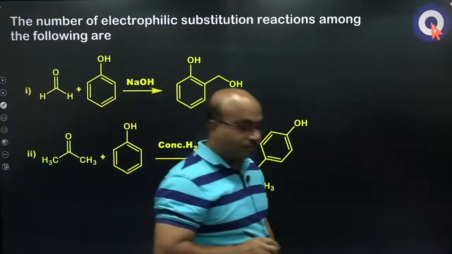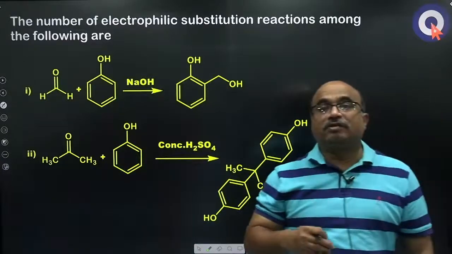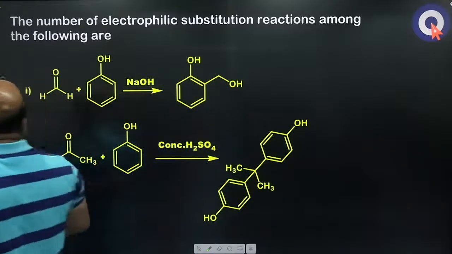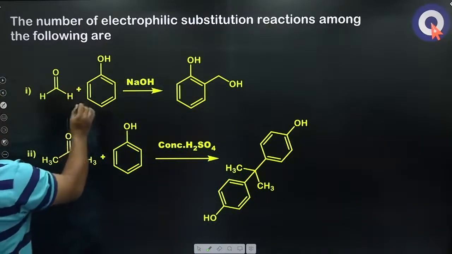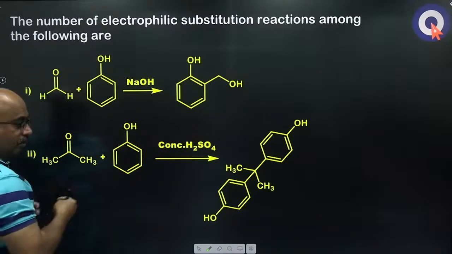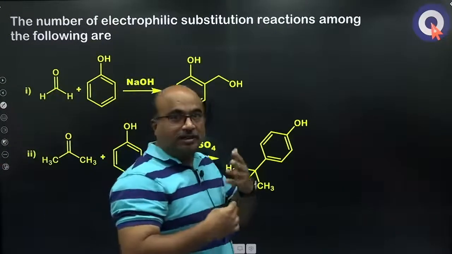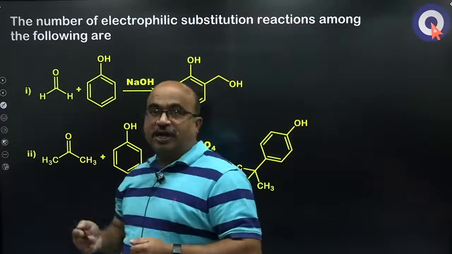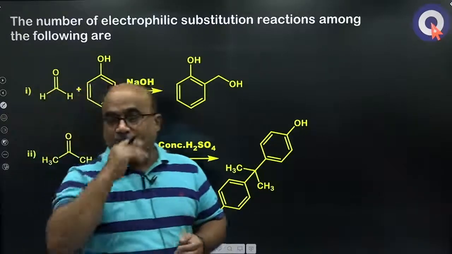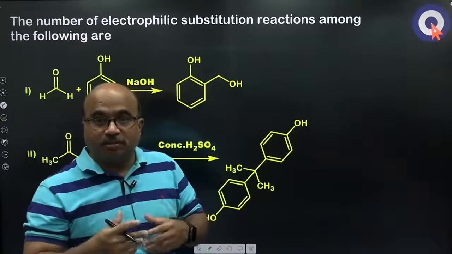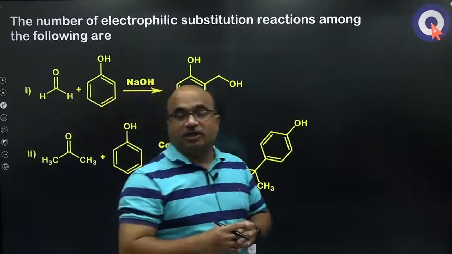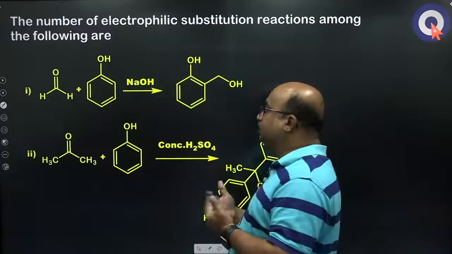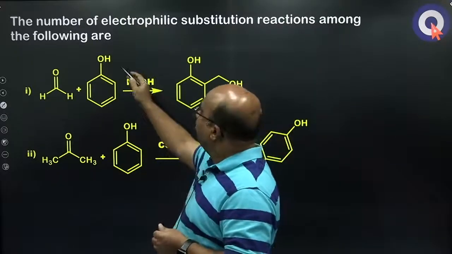Coming to the next. The number of electrophilic substitution reactions among the following: formaldehyde treated with phenol in the presence of NaOH. So we will say formaldehyde reacting, with so much excess of formaldehyde, in the phenol reaction what we see, it results in the formation of what you say the bakelite or novolac. Clear? So the polymers are forming in alkaline medium or acidified medium, because in alkaline medium it may be O minus.